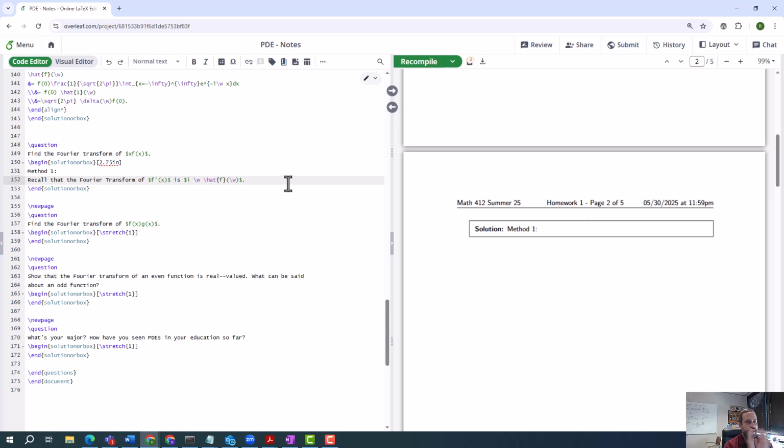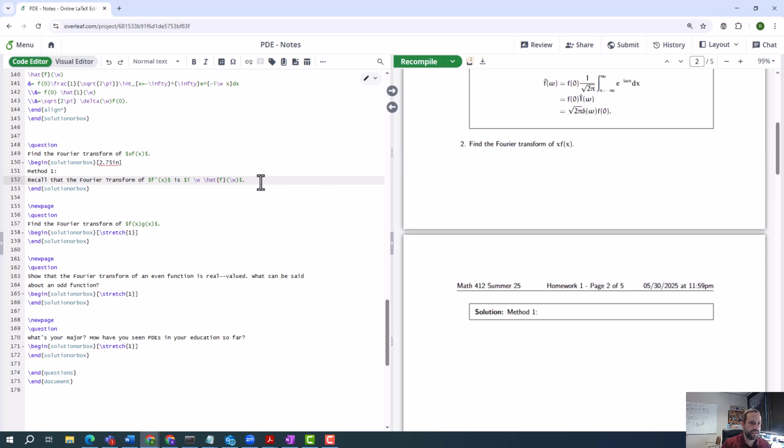Now, here's something I want to point out. We think about x as being the main space variable, and then we take the Fourier transform of an x variable function to get an omega variable function. But that is just a psychological distinction that we make. It's an important psychological distinction, but the math doesn't understand that psychological distinction.